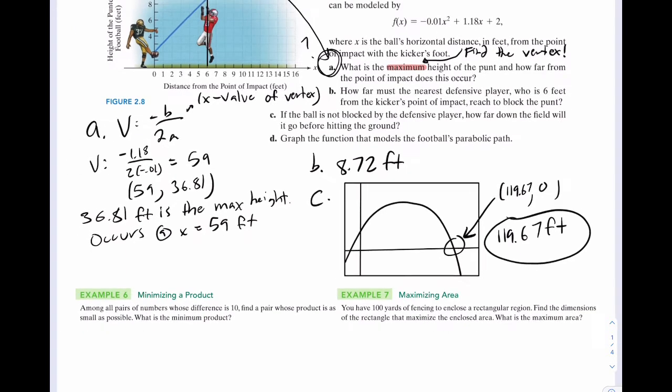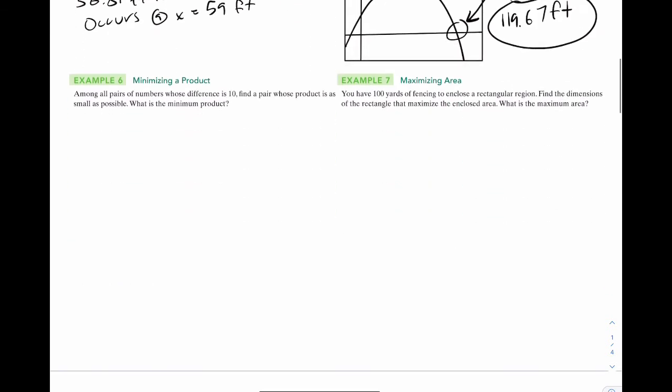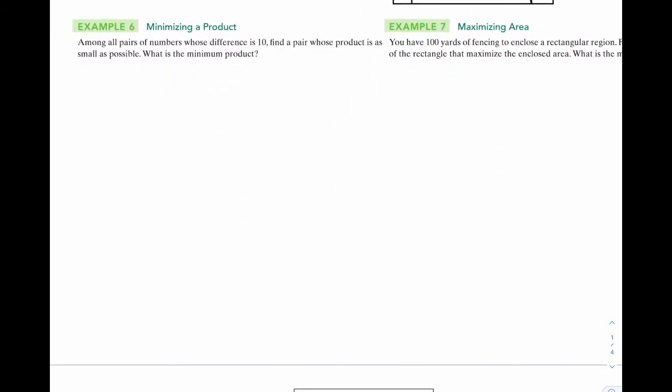Okay, so that's using our calculator. The next two we're going to do by hand. So questions like this, oftentimes you can kind of think of the answer, but it's important for you to know how to do it algebraically. Okay, so let's go through it.